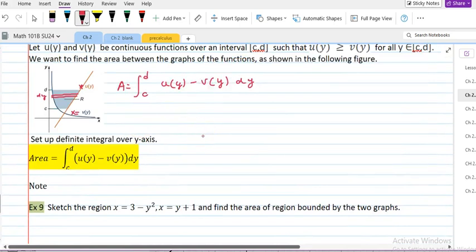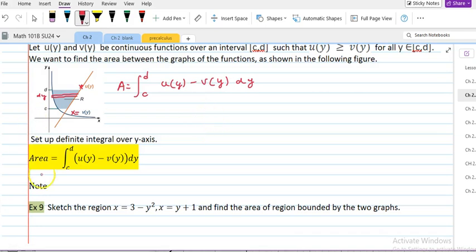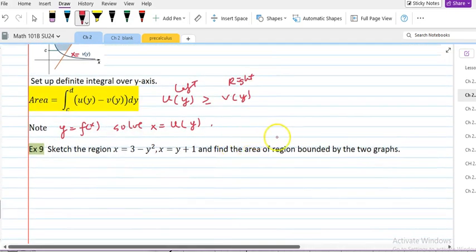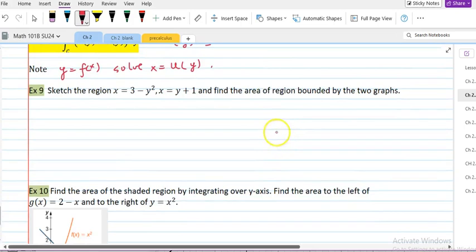If you have y equal to f of x, you have to solve for x equal to u of y and so on. So this would only work if u of y is on the right, greater than v of y, which is on the left side. You're looking at the left and right graphs. So the how-to would be that, before you start, you have to look at which one is on the left and which is on the right. So this is an example.